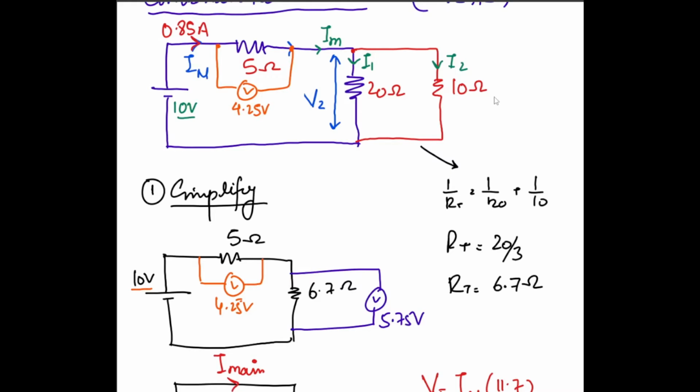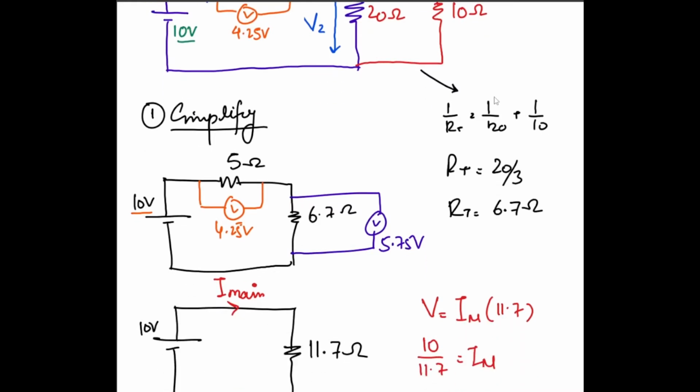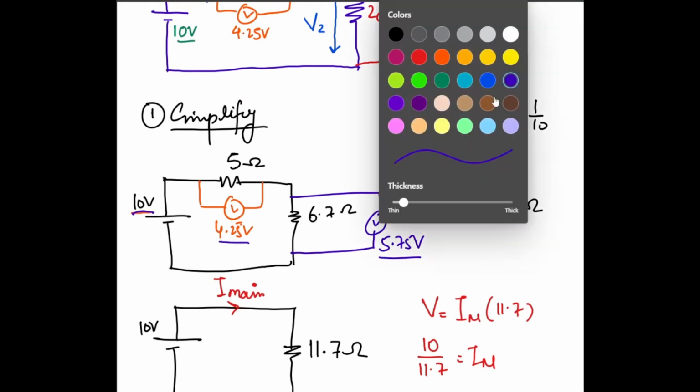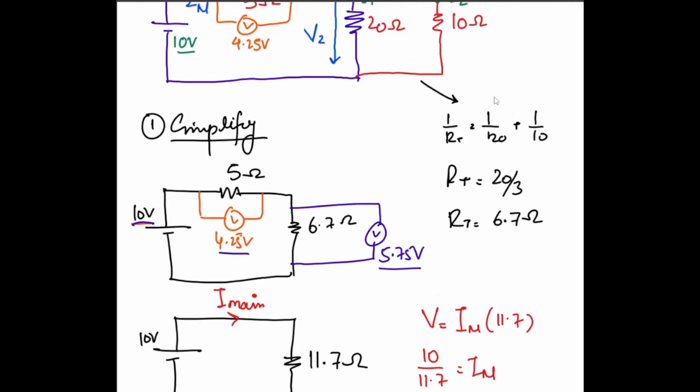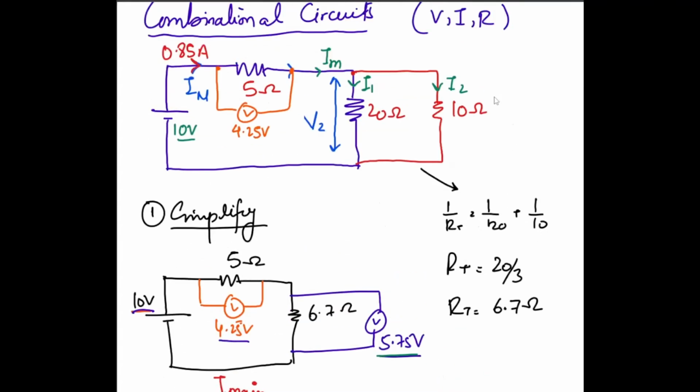Okay, good. And you can verify this. If you add 4.25 with 5.75, it will give you 10 volts again. So I repeat my statement. What has happened is that 10 volts or 10 joules of energy has divided between the first 5 ohm resistor as 4.25, and the rest of the 5.75 has been received by the parallel combination.